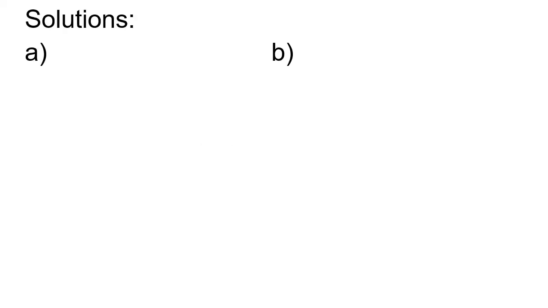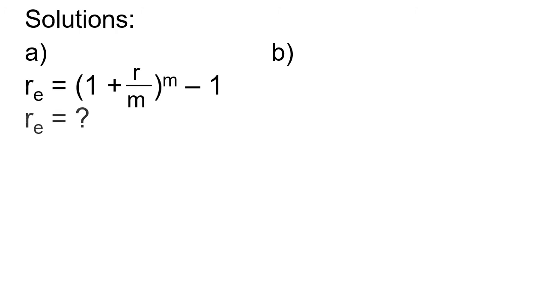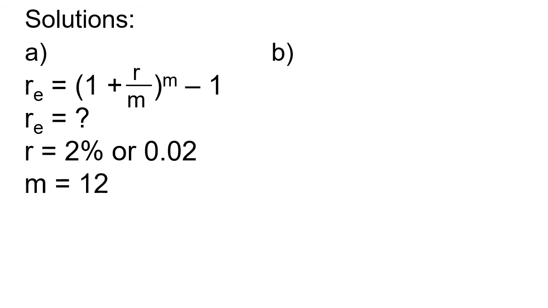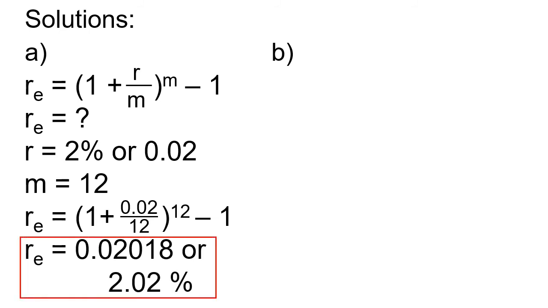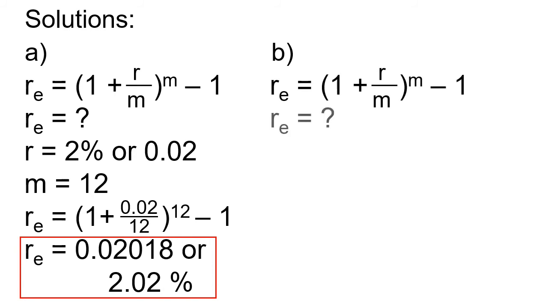For the solution for letter A, let us make use of this formula. We will be solving for the effective rate of interest. R is 2% or 0.02. Since monthly, the compounding period is 12, M equals 12. So the answer is 2.02%.